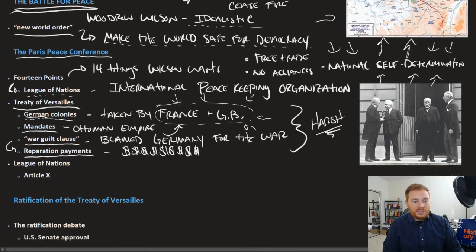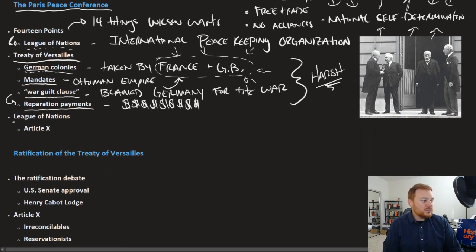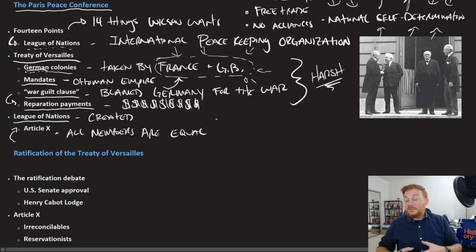However, one thing that Wilson did get was the League of Nations. The League of Nations was created as an international body to create peace. However, a controversial part of it was Article 10, which more or less stated that all members are equal. All right, so the idea is that the League of Nations invites other countries to all join together to be part of this international government.